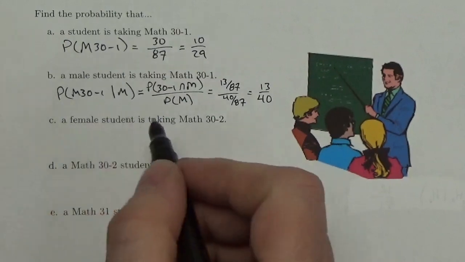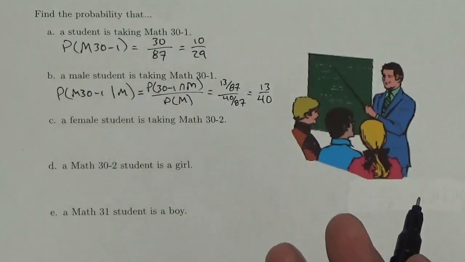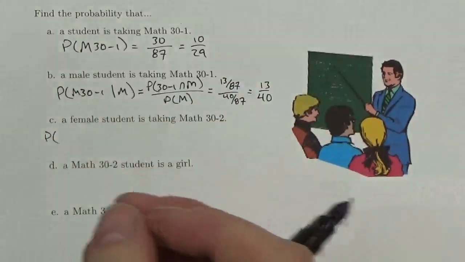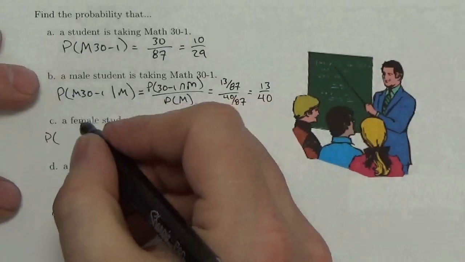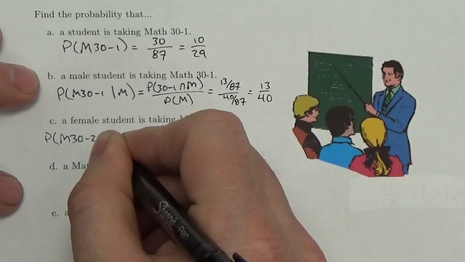So the next question is, what is the probability that a female student is taking 30-2? It's the same problem here, right? We're doing the same thing. But in this case, let's move this one along a little bit faster. So this is going to be, I'm still looking for the probability that that course is being taken.